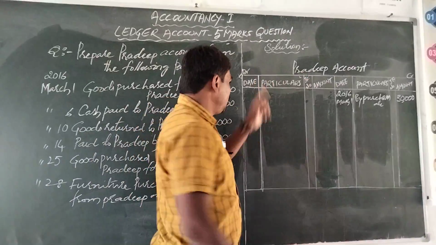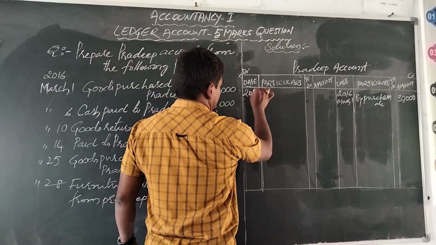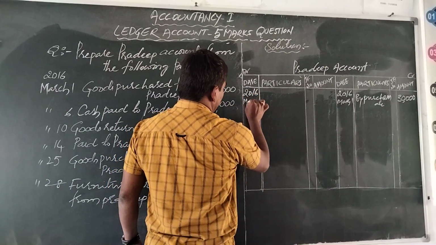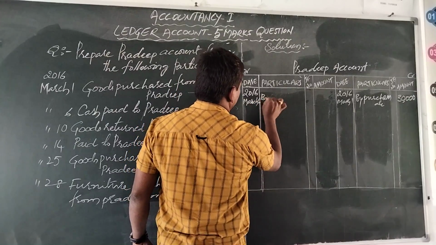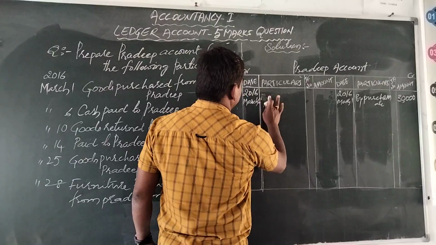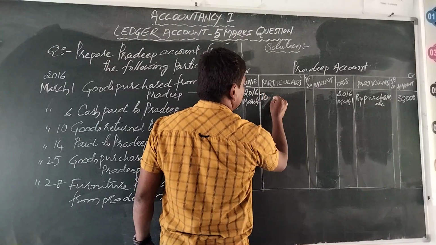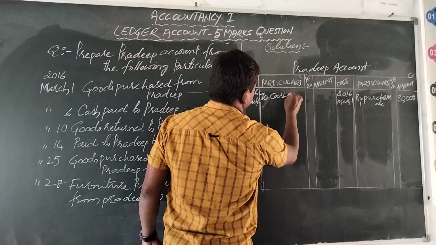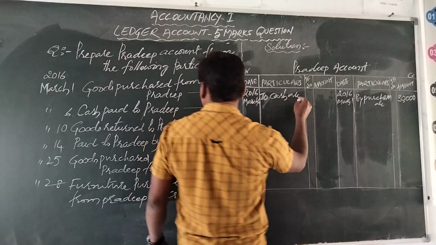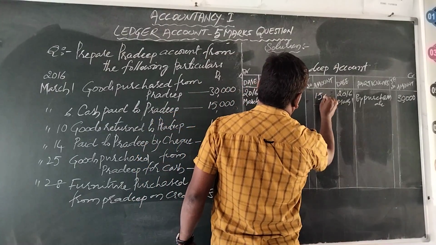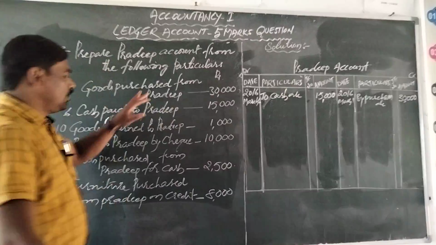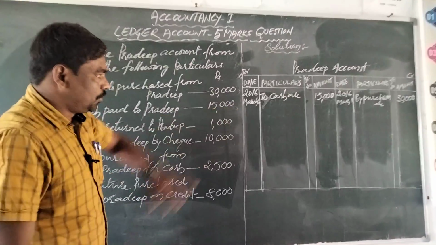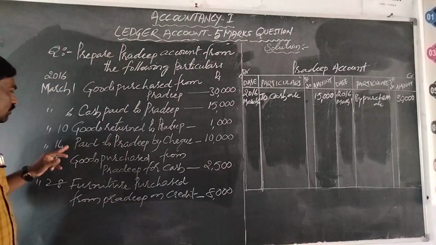So in the Pradeep account debit side, first you write 2016 March 6, to cash account, amount of rupees 15,000. In the amount column you write rupees 15,000. We completed the second transaction posting in the Pradeep account. Come to the third one. What is that?